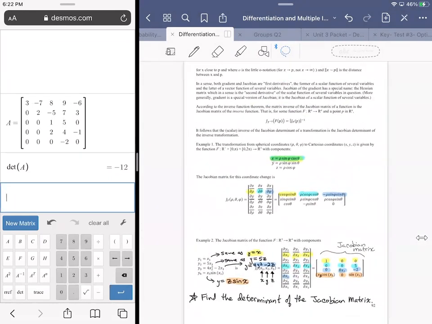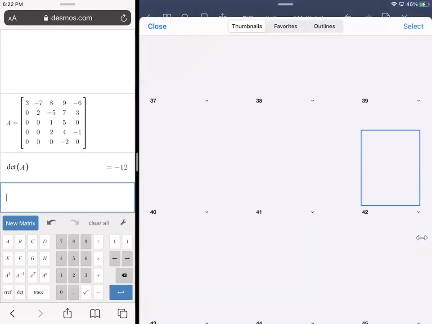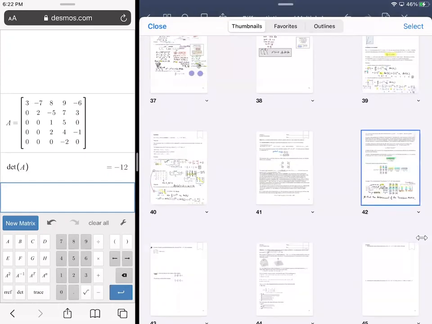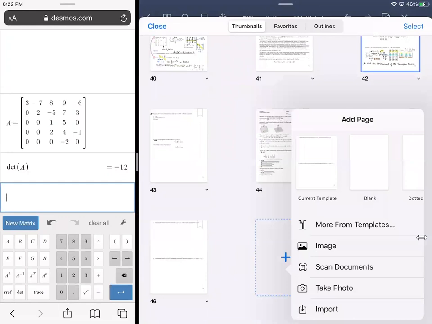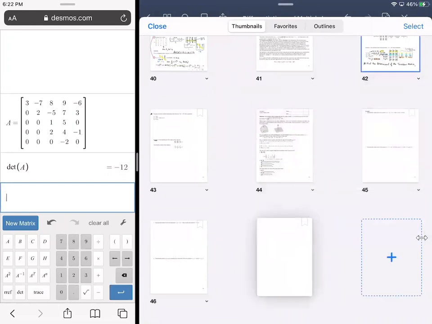All right, so let me get a new page in here. Assuming my app doesn't want to freeze up on me and then potentially crash. Okay, it didn't crash, which is good. A blank page. Let me just tuck it in over here.